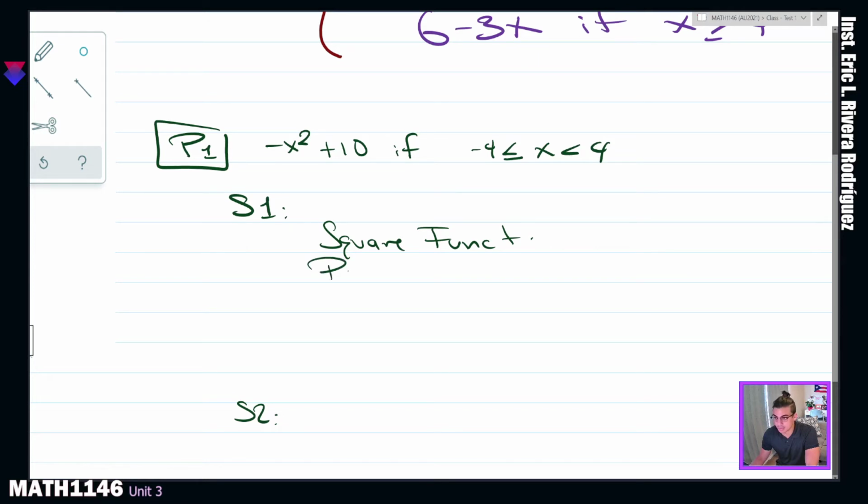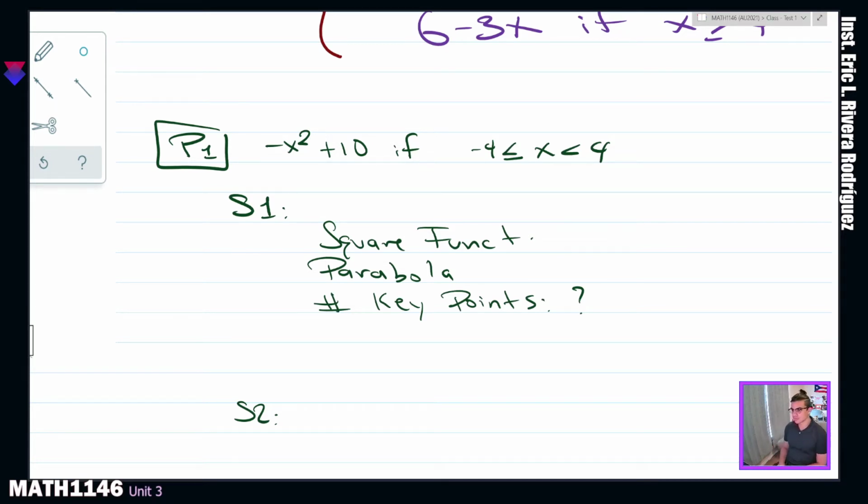So the shape is a parabola. And the number of key points. How many key points do we need to sketch or to draw a parabola? Anthony, check that one more time. It is 3, yes. So we want to use 3, right?